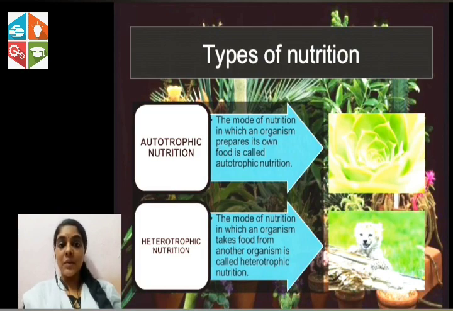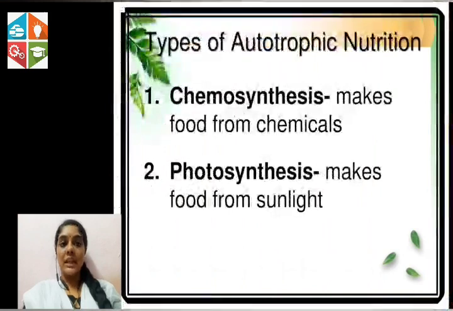The next type is heterotrophic nutrition. Heterotrophic means it's the mode of nutrition where an organism depends upon another organism for its food. Then it is called heterotrophic nutrition. For example, human beings and animals depend upon plants for their food. So they are called heterotrophs. So first we will be seeing autotrophic nutrition.